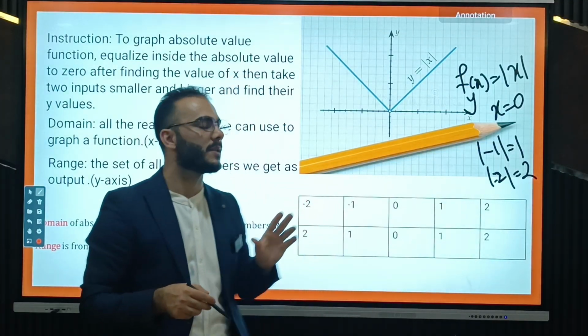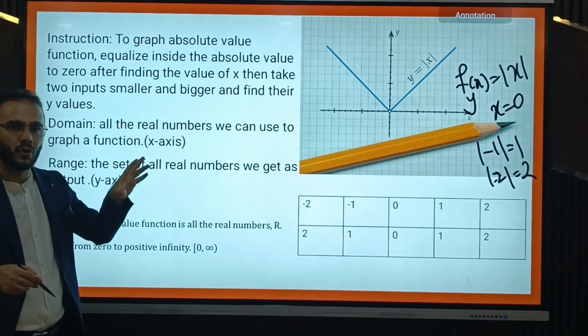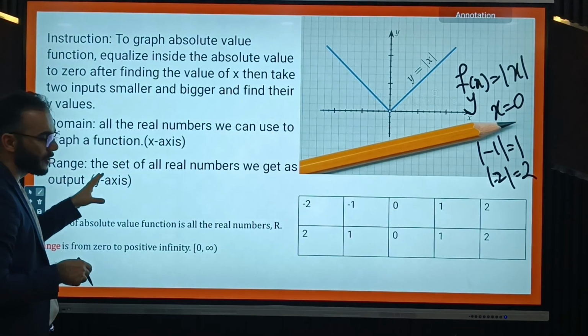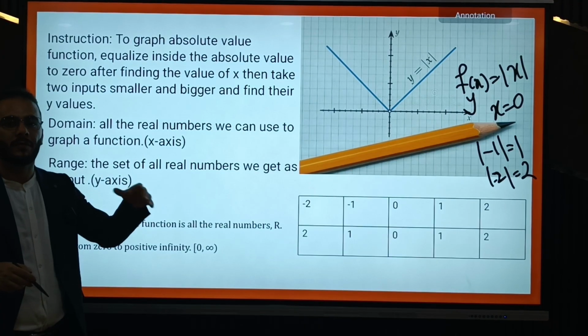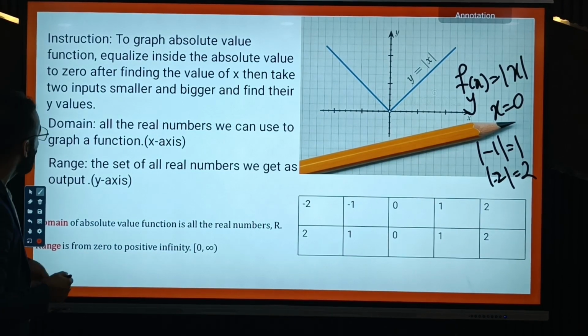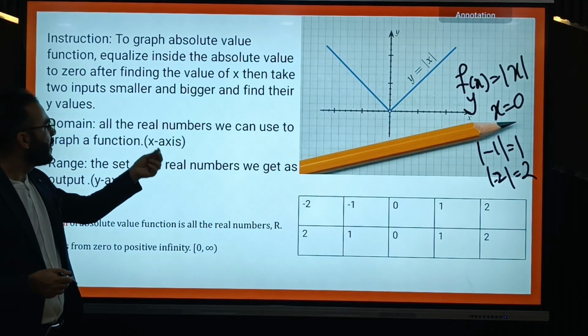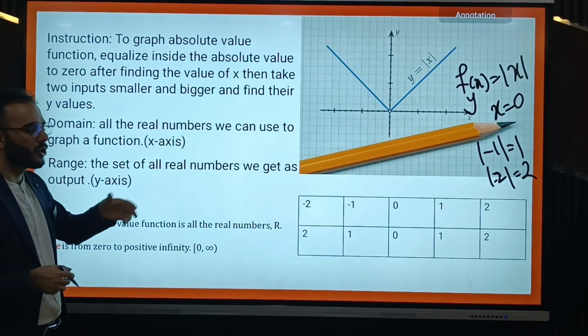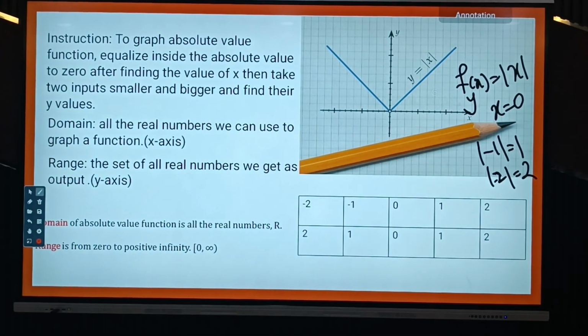Domain and range. These are the two words that you will deal with in grade 12, especially a lot, for different types of functions. But here is one of them, which is the absolute value function. So the domain of the absolute value function is all the real numbers we can use to graph a function, which is on the x-axis.